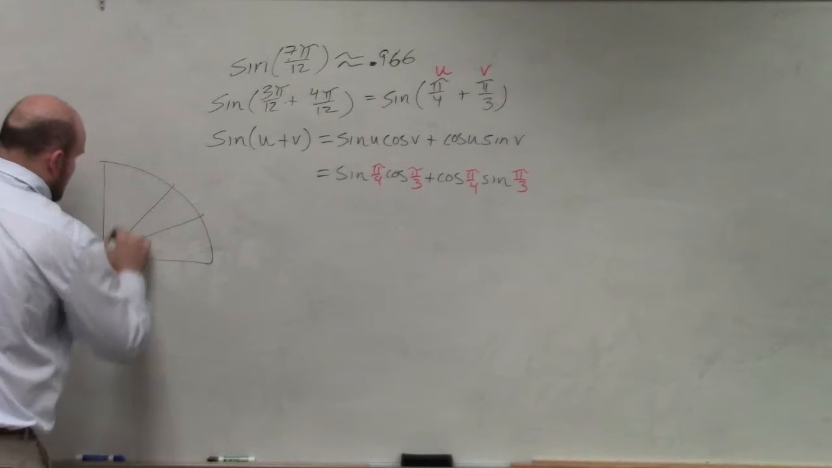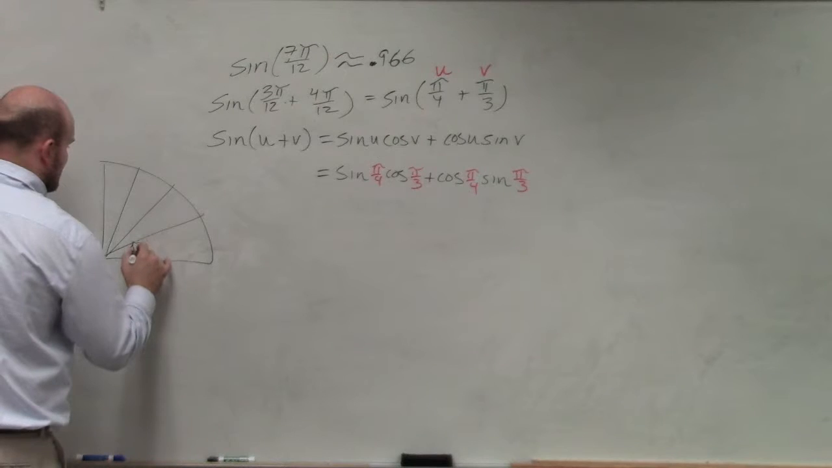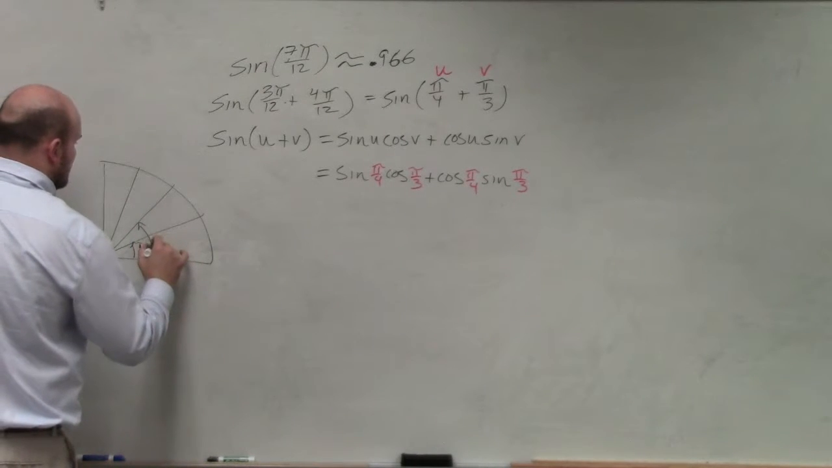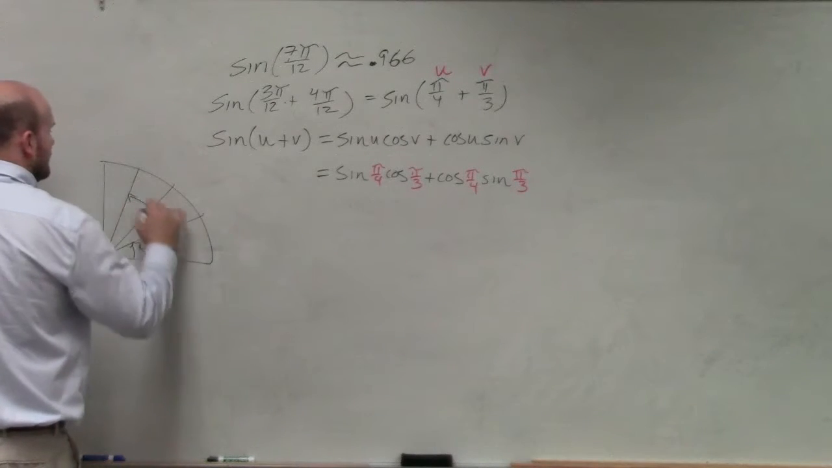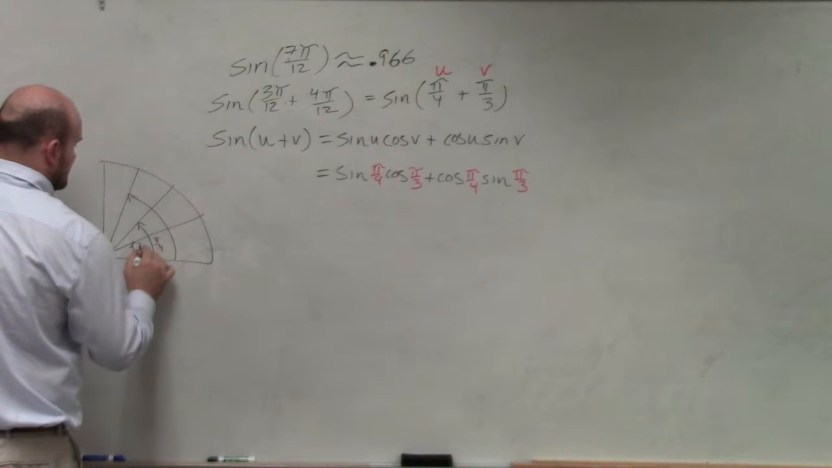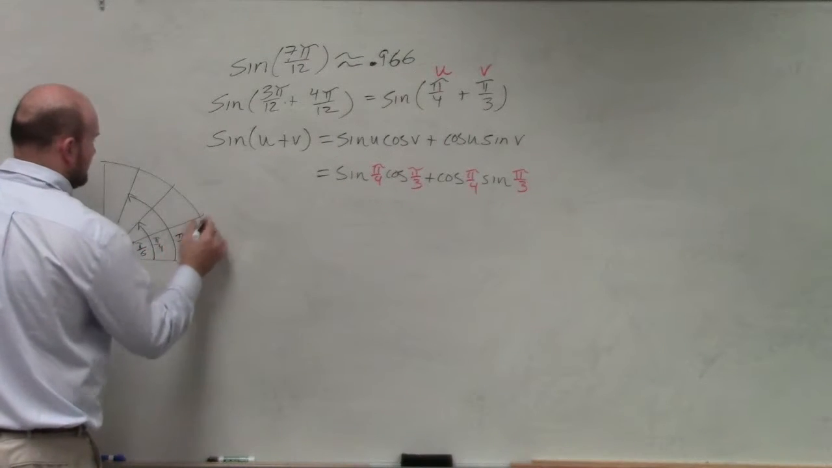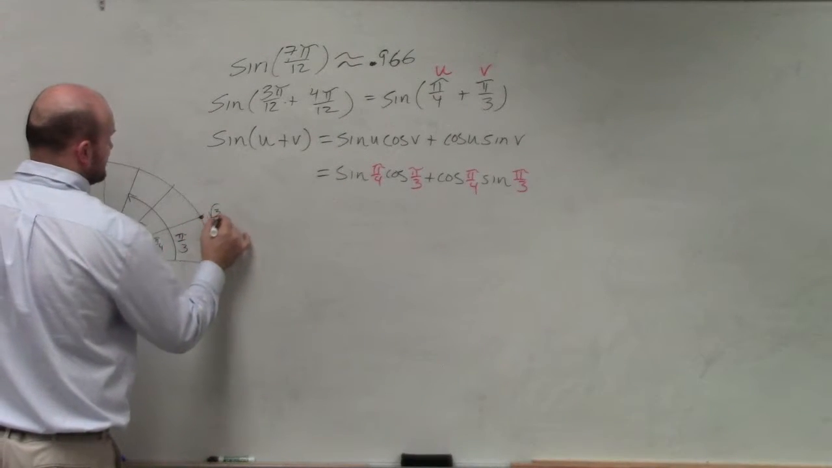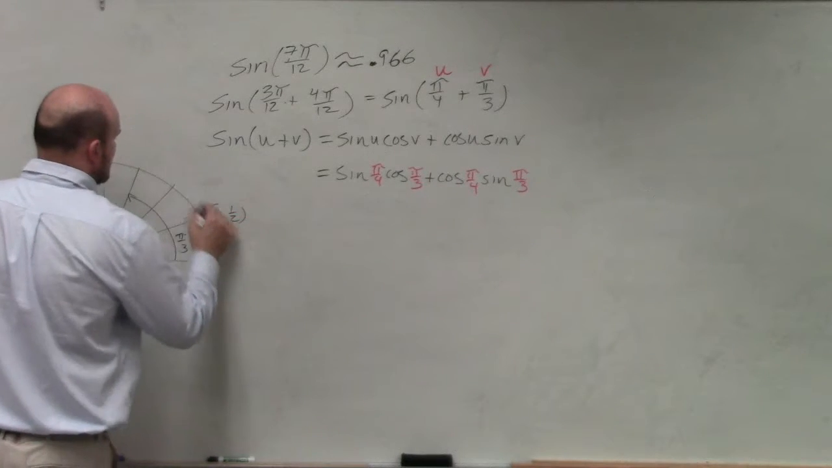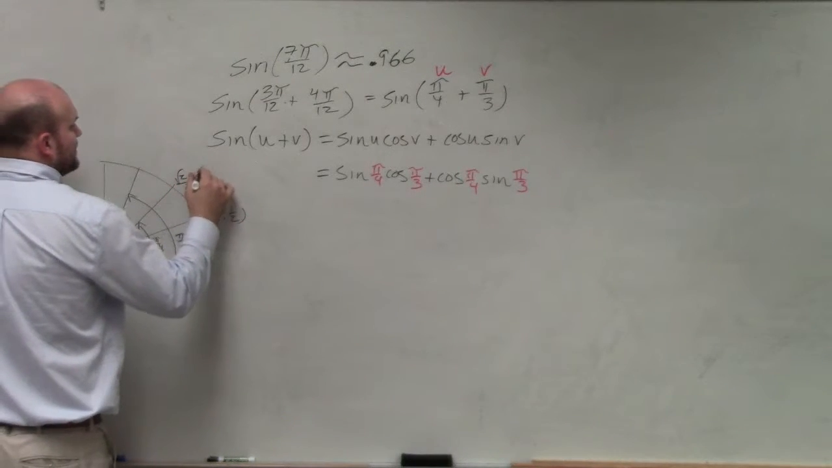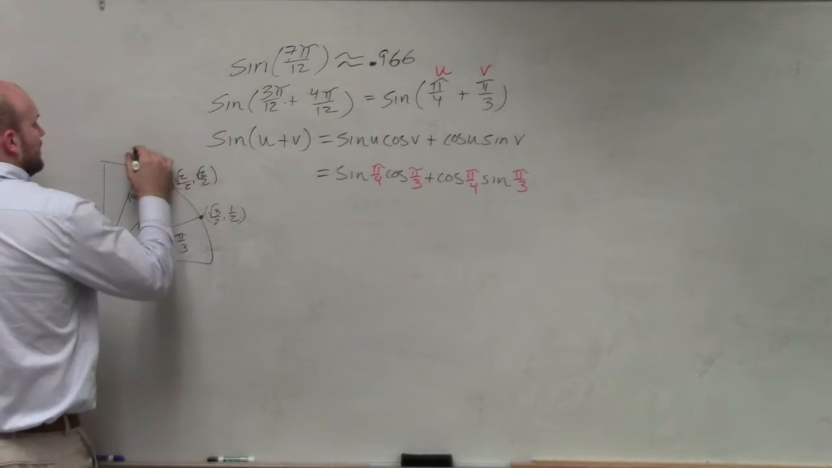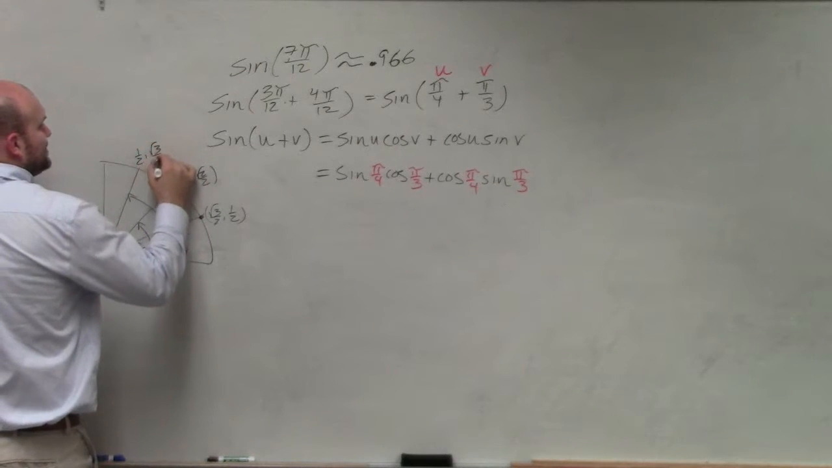So we have pi over 6, pi over 4, pi over 3. And we need to know these points. Square root of 3 over 2, comma 1/2. Square root of 2 over 2, comma square root of 2 over 2. And 1/2, comma square root of 3 over 2.